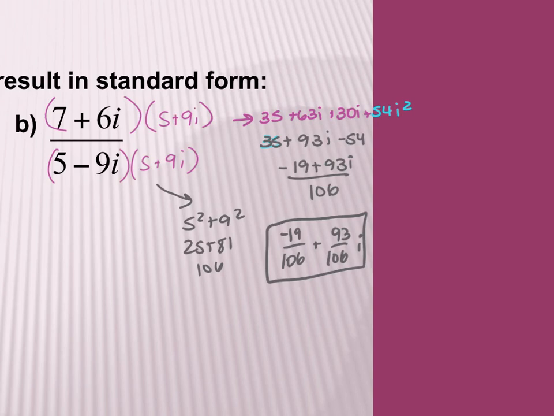Questions? Which one does the i go to then? The i's at the end, so the i is after the 93 over 106.